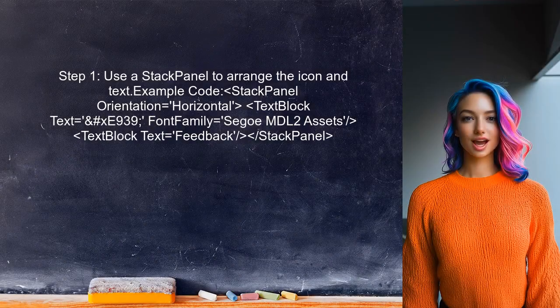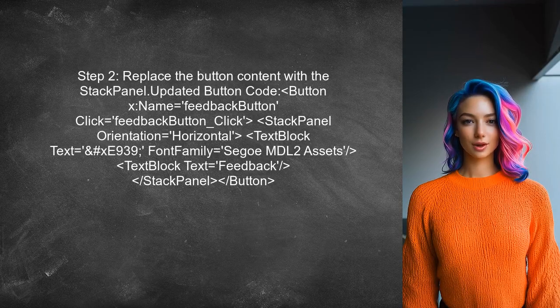To add text next to the icon on the button, the user should use a stack panel to arrange the icon and text horizontally. This allows both elements to be displayed together. Next, the user should replace the existing button content with the stack panel. This will ensure that both the icon and the text are displayed correctly.